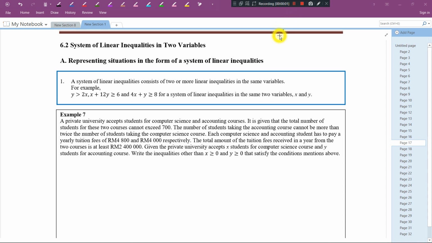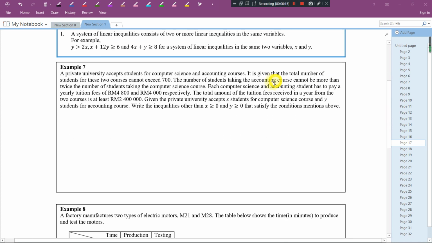Hi everybody, in this video, let's look at system of linear inequality in two variables. In this part, you will be given a situation and several conditions will be given to you. From that, you have to form a few linear inequality. Okay, let's look at example number 7.